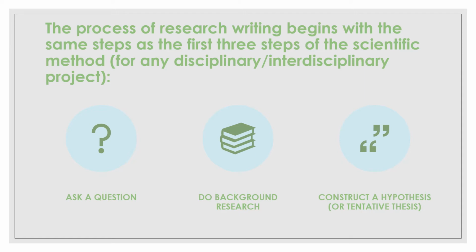The process of research writing begins with the same steps as the first 3 steps of the scientific method, and really this applies to any discipline or interdisciplinary project. First, it begins with a question, not necessarily a topic, and we'll talk about that more in a moment. Second, you do background research to think about that question further and through different lenses or different perspectives. And third, eventually, after you've asked the question, done background research, and then perhaps re-examined your question or your writing of that question, you can begin to construct a hypothesis or a tentative thesis.